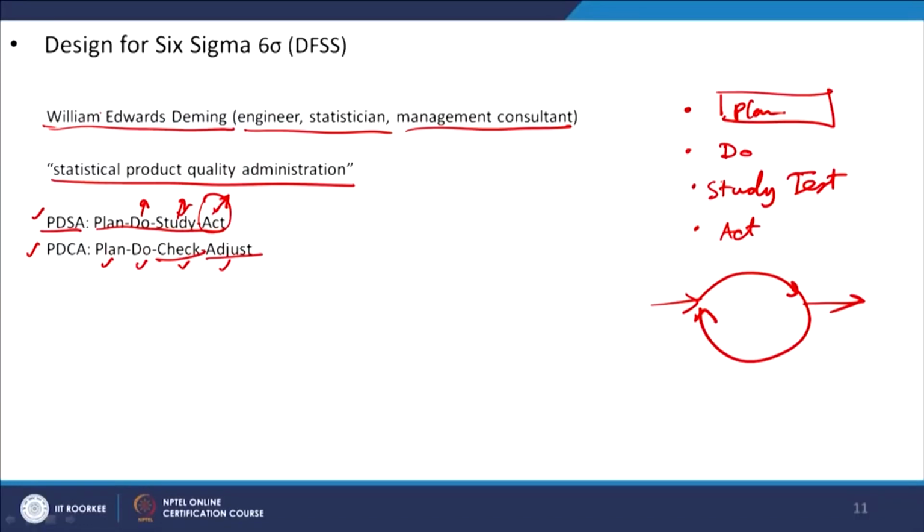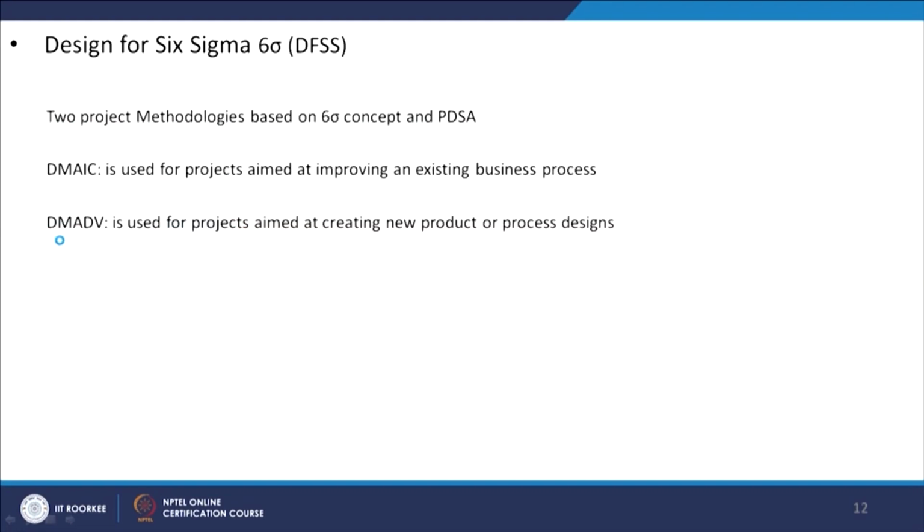So that is the model of William Edwards Deming. This is not the Six Sigma model, this is the PDSA or PDCA model. So based on this Six Sigma model, which we have discussed just before, and the PDSA or PDCA model, there can be two processes of design, which are again similar to the double diamond method or the design thinking framework, because that is what the model is in design.